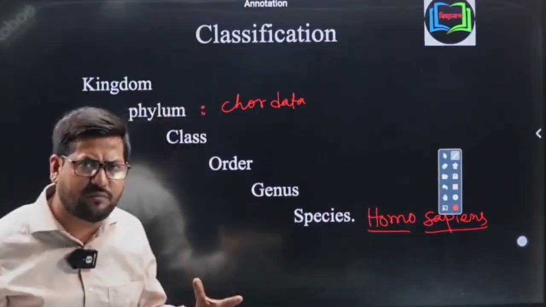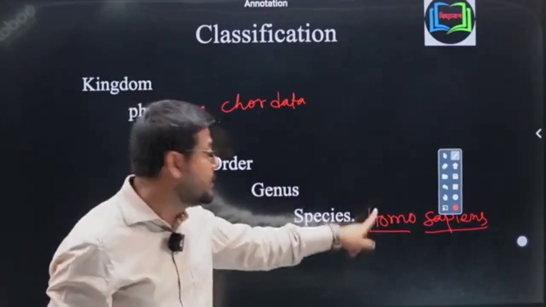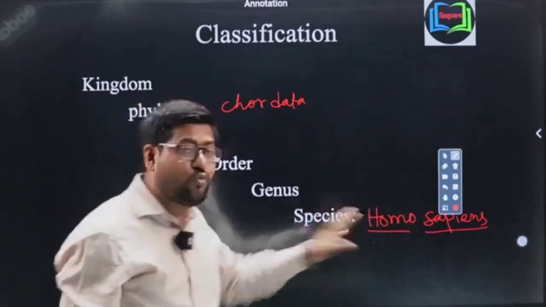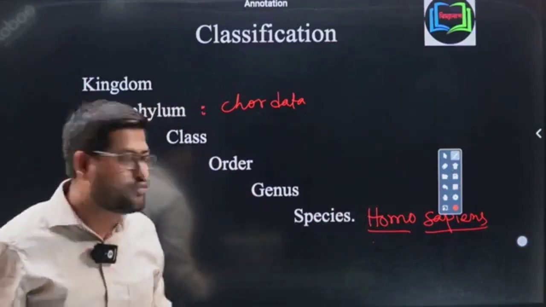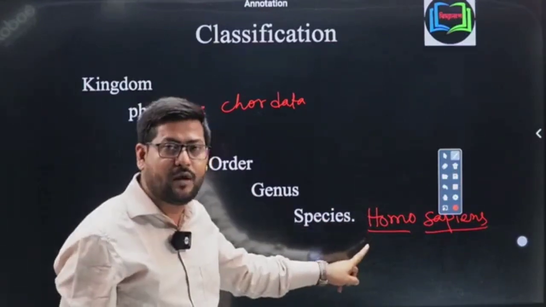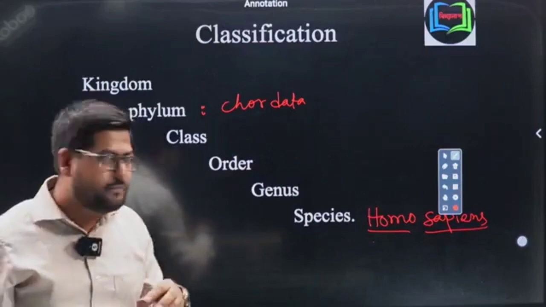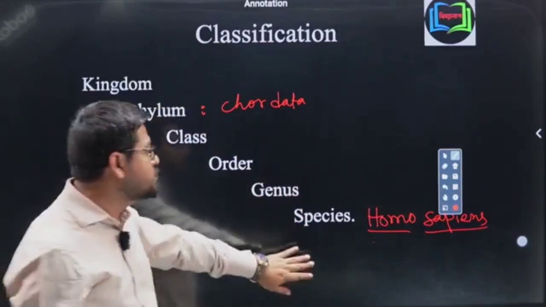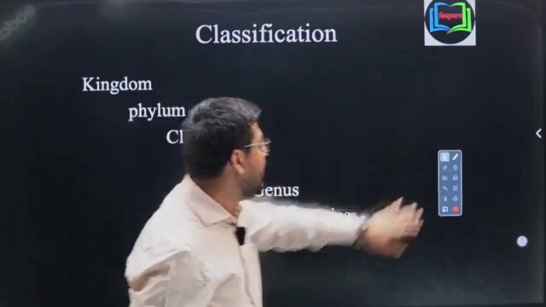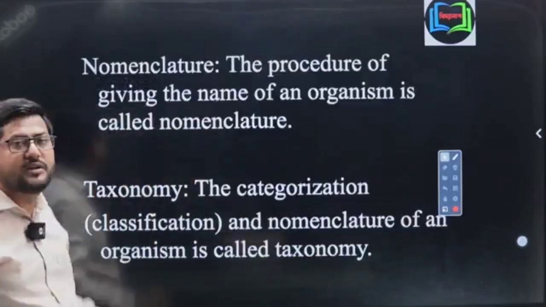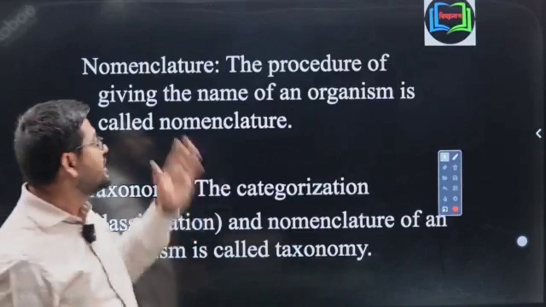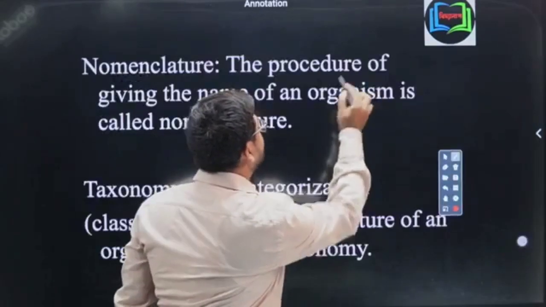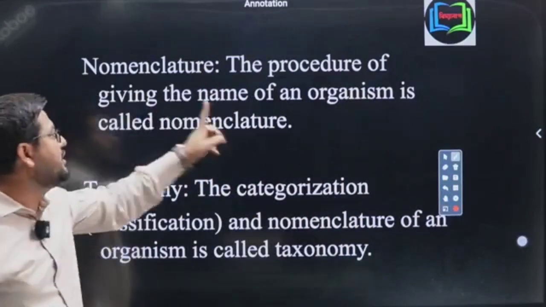Why is it called binomial nomenclature? Because the scientific name always contains two words. Two, in Greek form, is bi. Nomial means name, and nomenclature is the procedure of giving names. That is why we can say another important thing is nomenclature. So nomenclature is the procedure, my dear students, please look at this. Nomenclature is the procedure of giving the name.